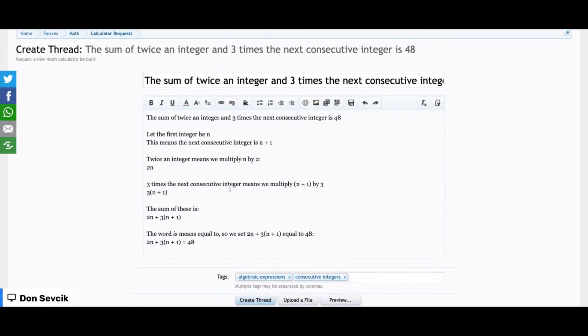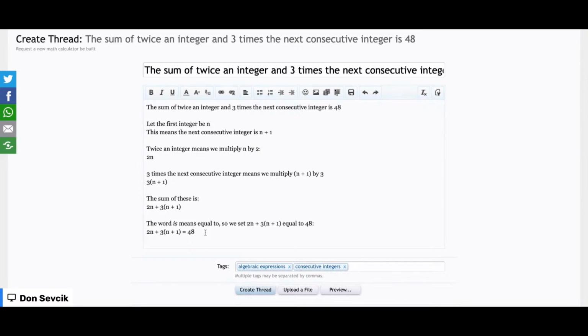So I'm going to pause here so you can look at the screen and see what I did. I took twice an integer first, 3 times the next consecutive integer, and then the sum of those. And then we declared an integer to be n. It can be anything: n, x, a, b. Consecutive means the next one after. So if our integer was 2, the next consecutive integer is 3. We've got our equation here.